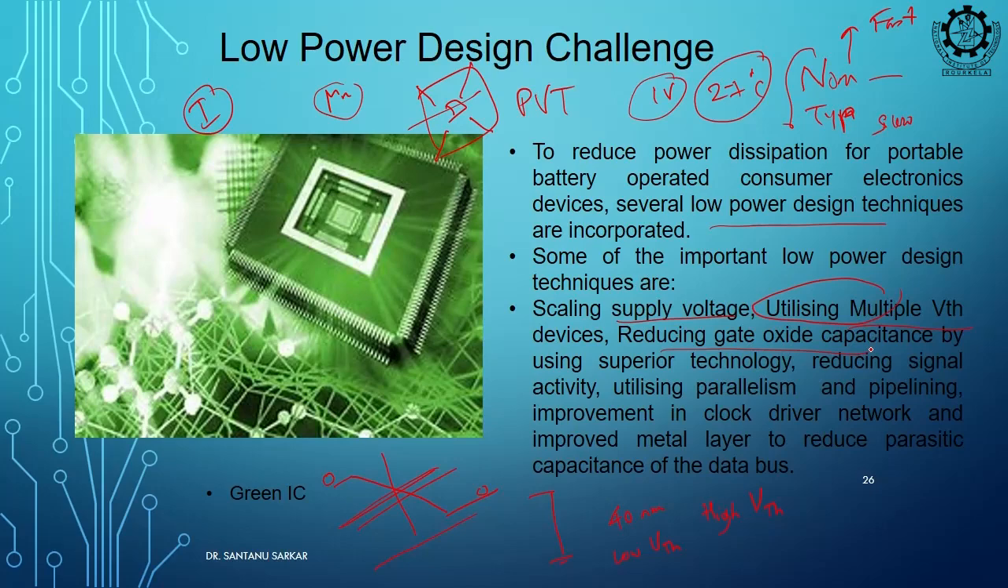Okay. Then what I told you about technology, you can reduce the gate oxide capacitance, okay, by using superior technology. You can reduce signal activity, that is alpha. I told you about different algorithms so that your switching activity is reduced, that you can do. I told you about using parallelism, breaking a bigger block into smaller blocks so that your effective capacitance is less, that you can do. Okay. So, these are a few of the techniques that we will be discussing later.